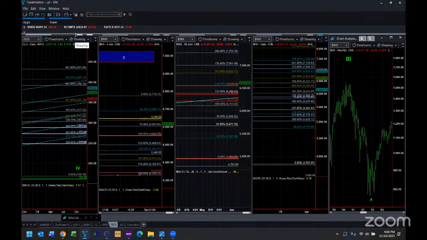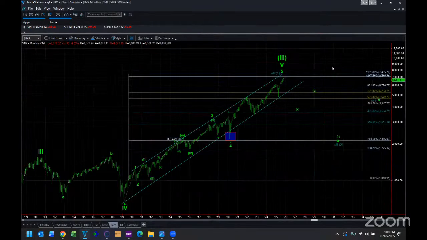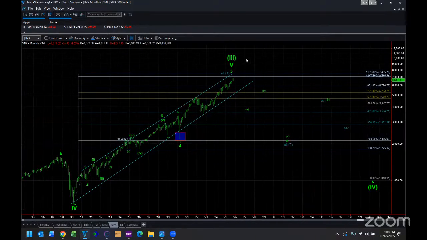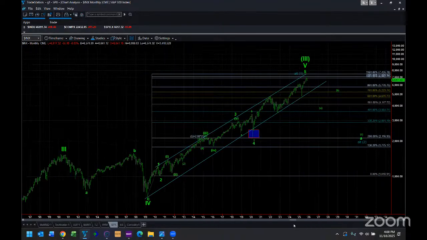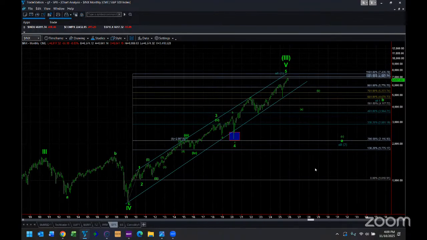So let's move back into the monthly chart here. Bear with me a moment. As you can see on the monthly chart, we are trying to complete the fifth wave of this very long-term third wave. And then my expectation is we're going to go into a very long-term correction. I also want you to have an understanding of how my expectation will be for this long-term correction.